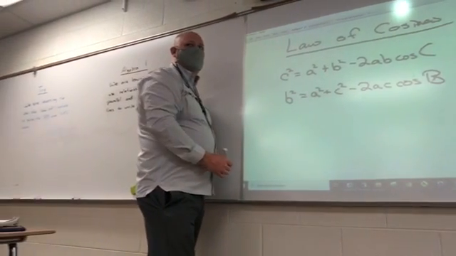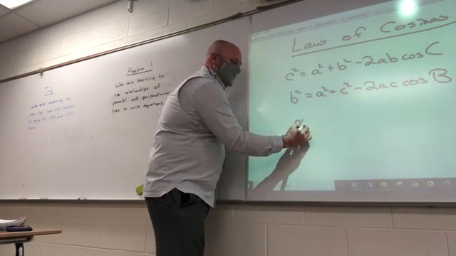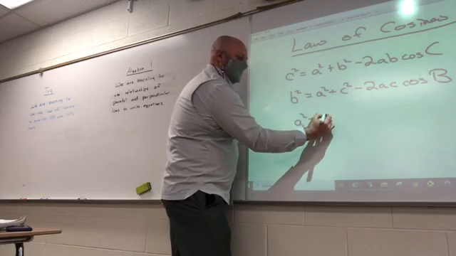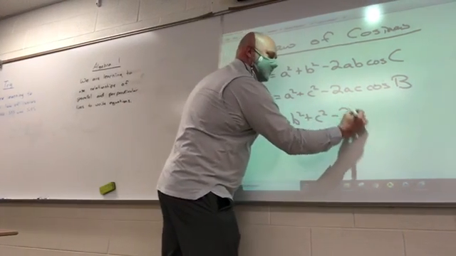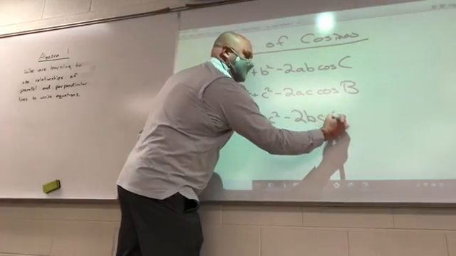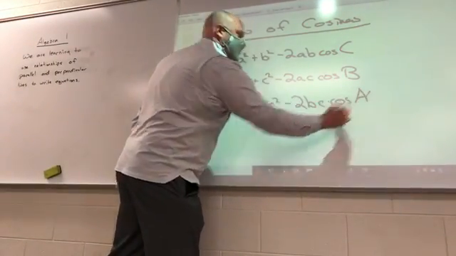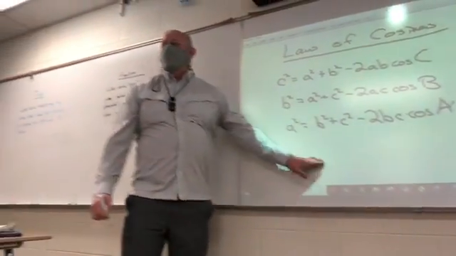And then there's a third one. That would be a squared would equal b squared plus c squared minus 2bc times the cosine of little a. These are your 3 laws of cosines.